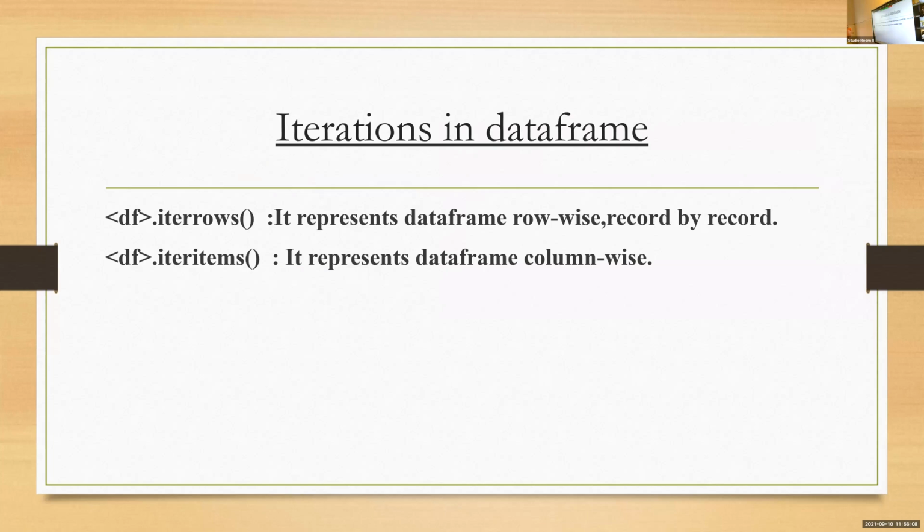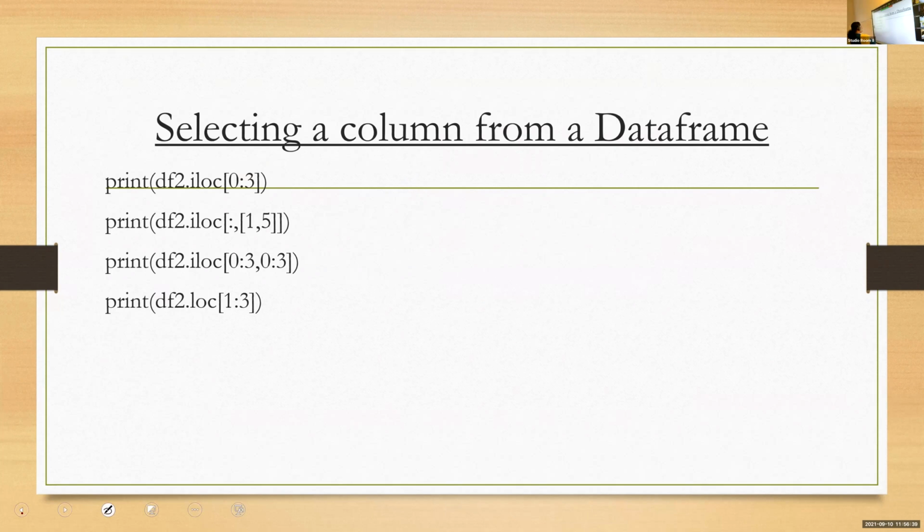Next is iterations in data frame. That means if we want to repeatedly display, first I want to display the first row, and then repeatedly display each row with separate values. First the first row, after that the second row, then the third row, just like that.